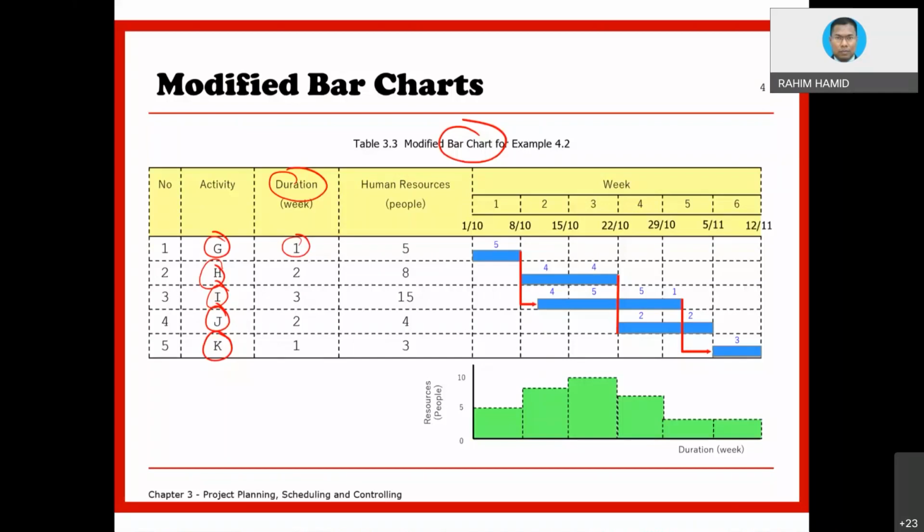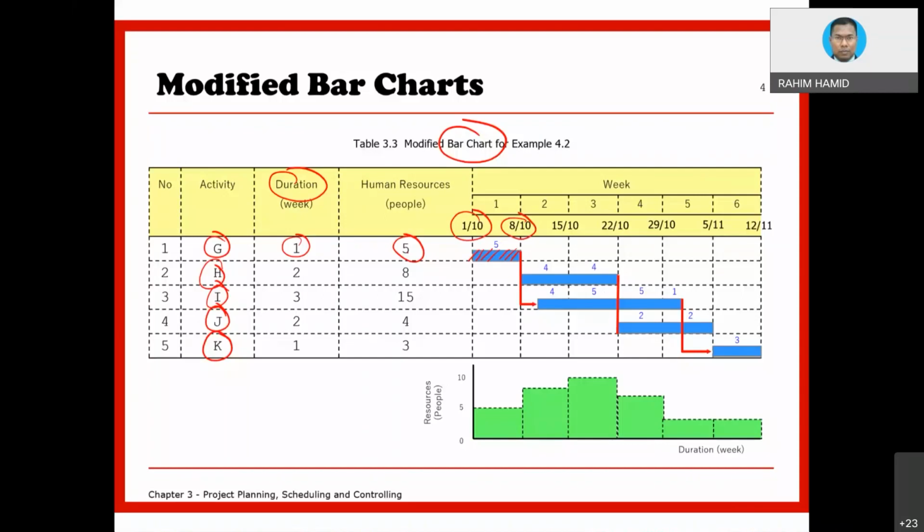And then people, let's say you want to attach or show people. Activity G requires 5 people, okay? So the bar chart will be drawn like this, indicating the beginning and then the ending, for 1 week, for instance, and we'll be utilizing 5. And then follow with some of the other activities.